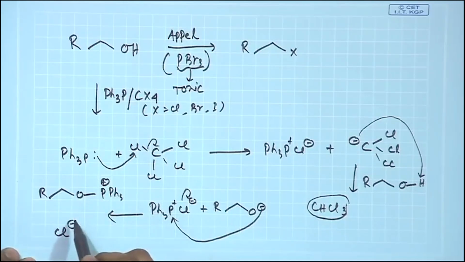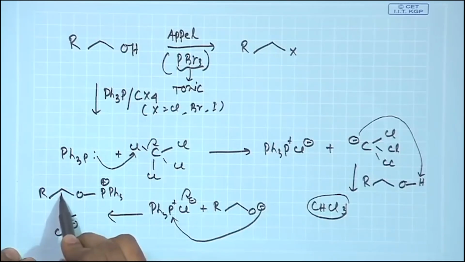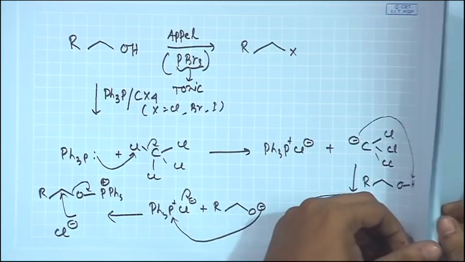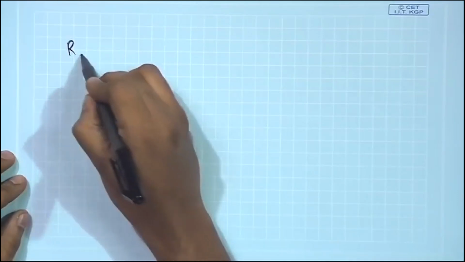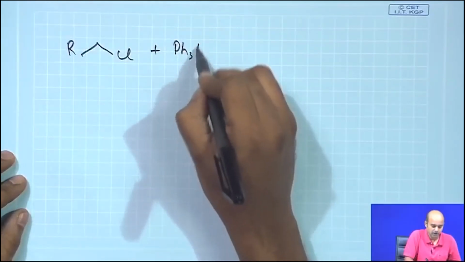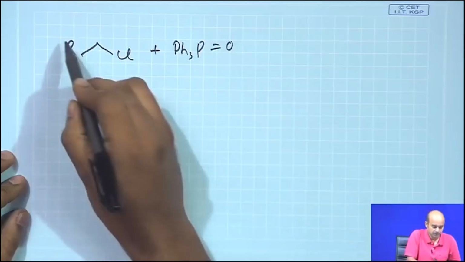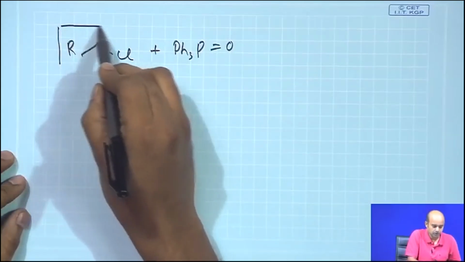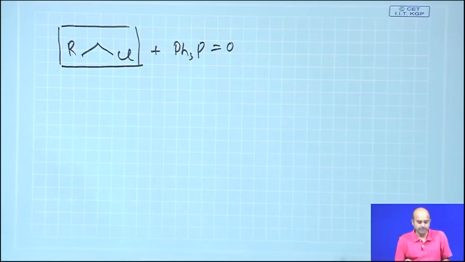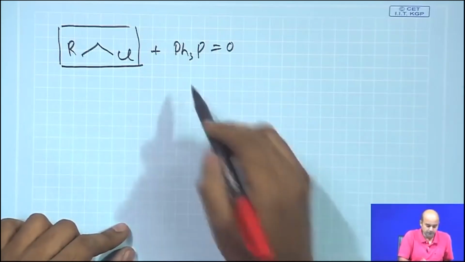So, now this Cl minus undergoes a standard SN2 reaction to give you the corresponding halide species, CH2Cl, plus triphenylphosphine oxide. So, this is your final product; you get it in one step by the Appel reaction. Now, this Appel reaction is very useful.